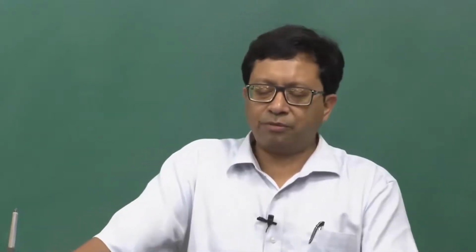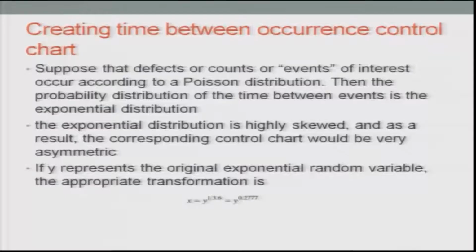So, creating time between occurrences and the control charts. We did mention time and again, consider the set of observations at 9 o'clock, 10 o'clock, 11 o'clock. So, say for example, 1 hour interval. That 1 hour was just an arbitrary example. Suppose that defects or counts or events of interest occur according to a Poisson distribution, then the probability distribution of the time of arrival would be exponential.